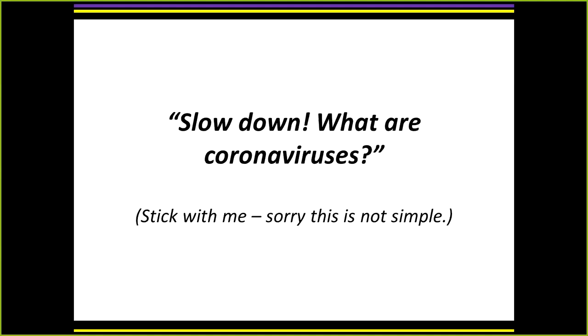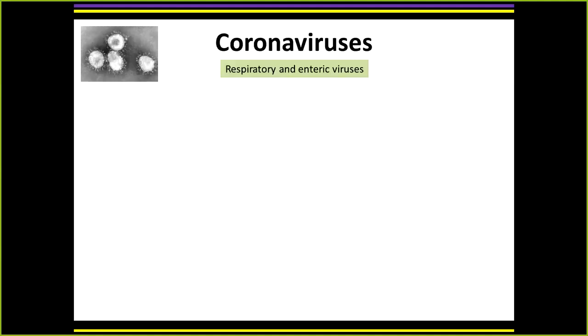So, slow down, what are coronaviruses? And you're going to have to stick with me because I'm sorry, it's not simple, and I certainly am not the world's expert on it either. But coronaviruses affect almost all species, and they are respiratory and enteric viruses. They're called coronaviruses because under electron microscopy, as the little picture in the corner shows, they have the crown-shaped appearance around the outside of the virus.